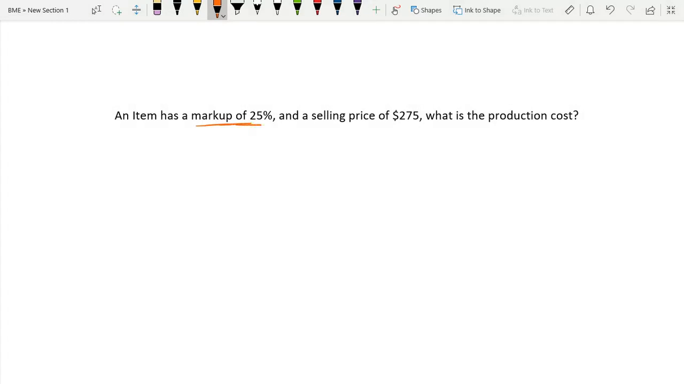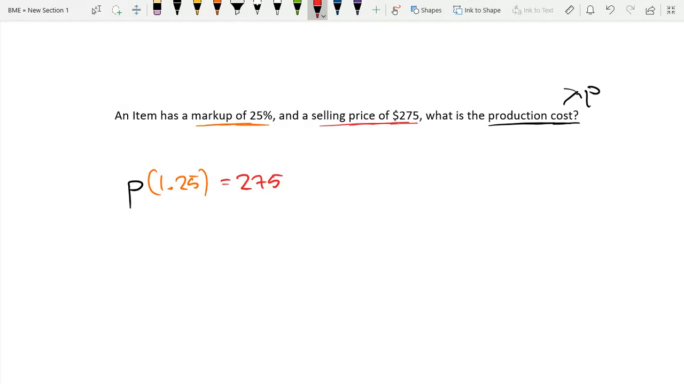And lastly, we have an item has a markup of 25% and a selling price of $275. What is the production cost? So now we're finding production cost. We'll give this the variable p. So we get p times by 1.25, because we're adding 25%, again, markup of 25%, equals 275.